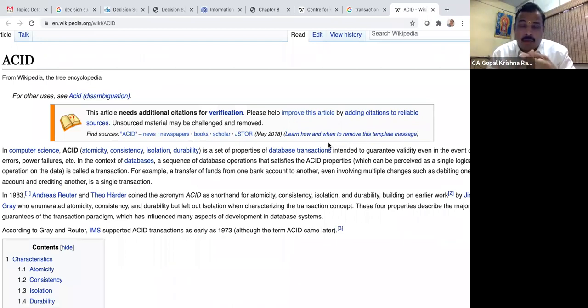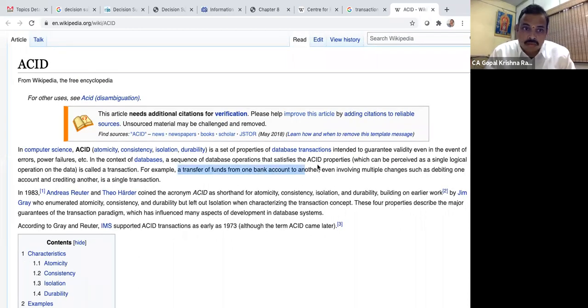This ACID property will be applicable for a passenger reservation system, banking system, internet banking, mobile banking. Okay, all systems of this. So what is ACID? Atomicity, consistency, isolation, durability. For example, the transfer of funds from one bank account to another account. He gives an example of the transaction processing system only. And this is the feature of TPS.